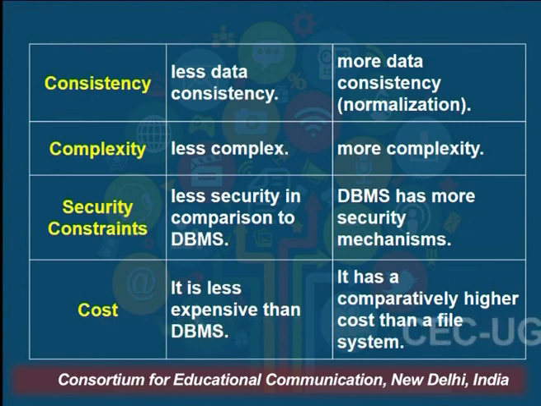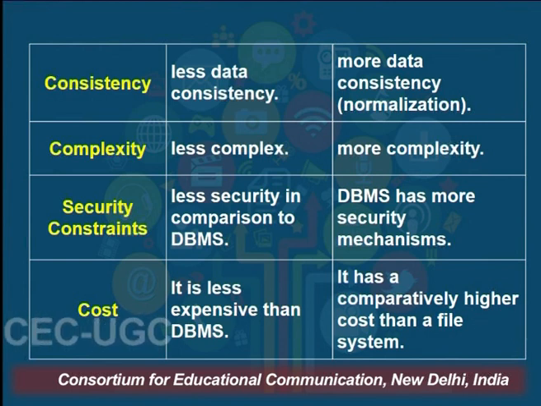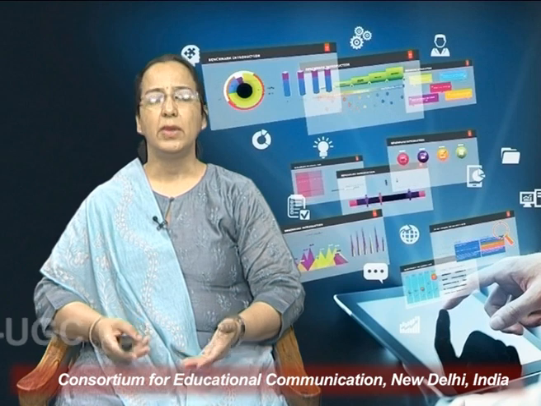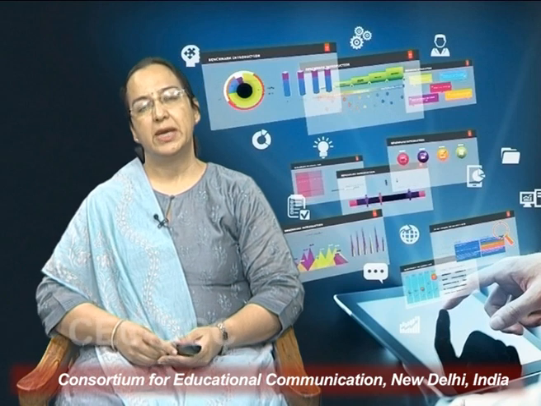Coming to the cost part, obviously a file system, being a less complicated thing, is less expensive than DBMS, while the cost of hardware and software in case of a database management system is going to be way higher than the simple file system. Then we talk about data independence.